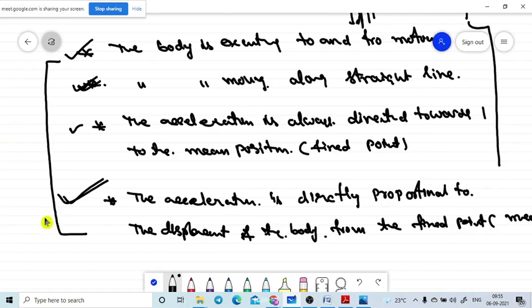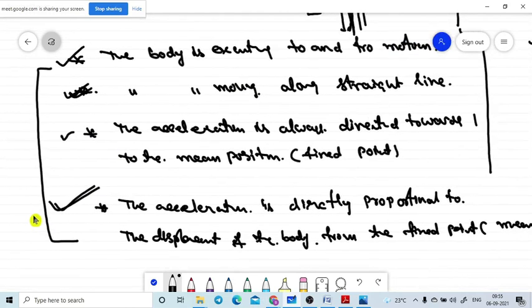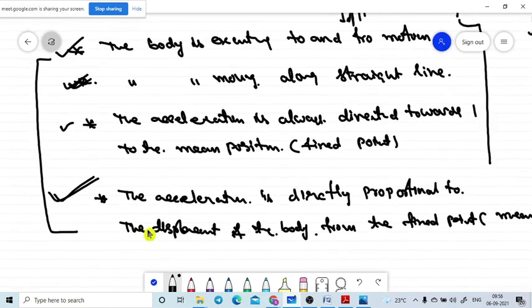So what are the conditions? The body should execute to and fro motion. The body should move along a straight line. The acceleration of the body is always directed towards the mean position, the fixed point of the motion. In other words, the direction of the acceleration is always opposite to the direction of the displacement.